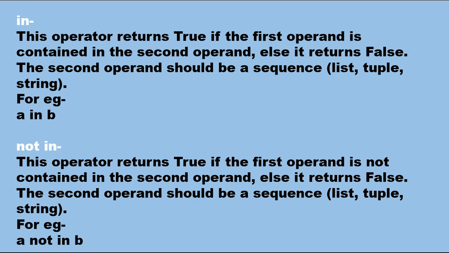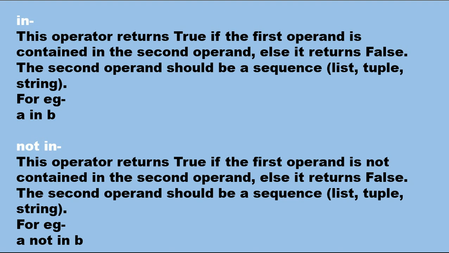The in operator returns true if the first operand is contained in the second operand. The second operand in case of membership operator should always be a sequence. That is, it can be a string, a list, or a tuple. For example, if I have written A in B, then B should be a sequence and it will find out whether A is present in B. If A is present in B, it will return true, otherwise it will return false.